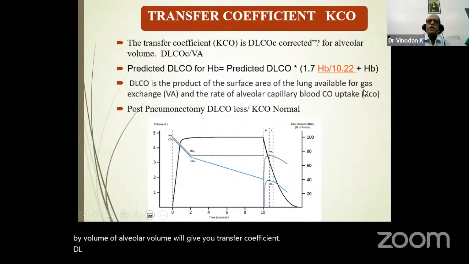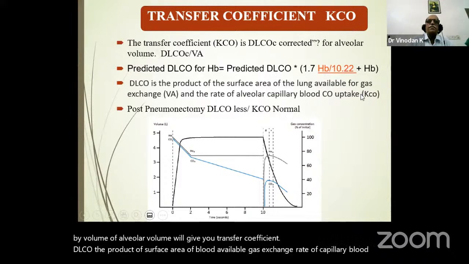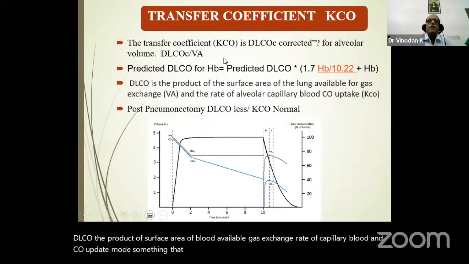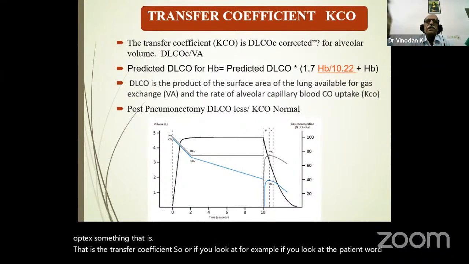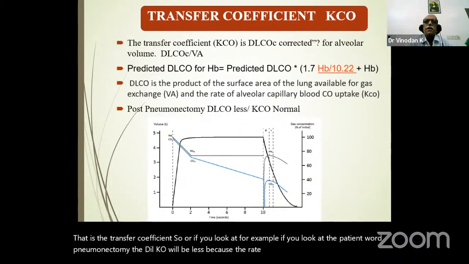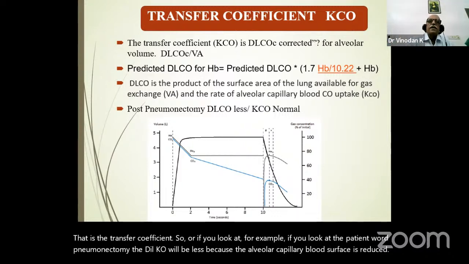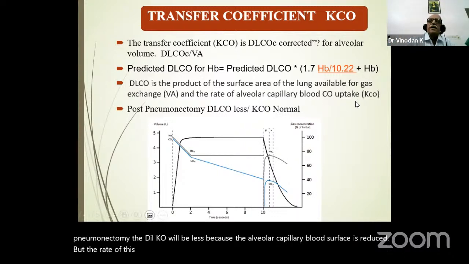DLCO is the product of the surface area of the lung available for gas exchange and the rate of alveolar capillary blood CO uptake, and that is the transfer coefficient. So if you look at, for example, a patient who had a pneumonectomy, the DLCO will be less because the alveolar capillary blood surface is reduced. But the rate of this uptake remains constant. Post-pneumonectomy, DLCO will be less, but KCO will be normal.